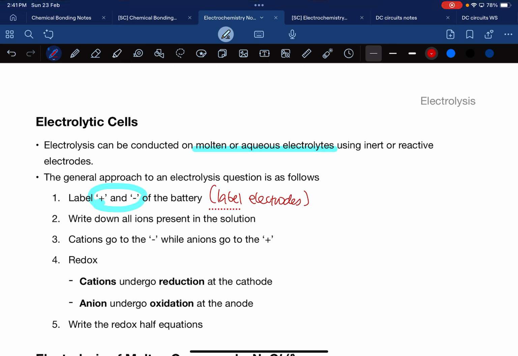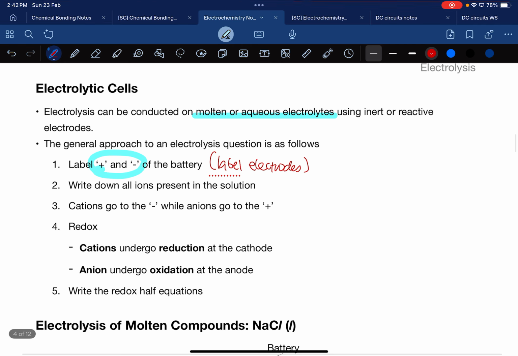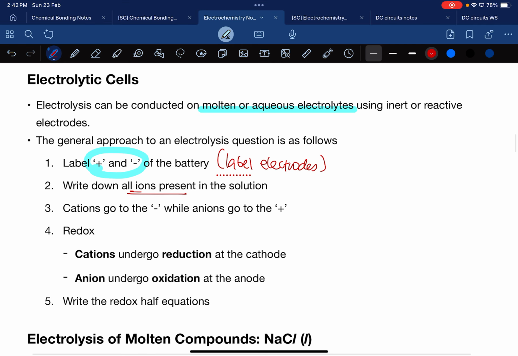Positive electrode connected to positive terminal and vice versa. Then you write down the ions that are present. This is generally very, very effective because it helps to keep track. You keep track of the ions so that you know who goes where, which ions are going to which electrode.